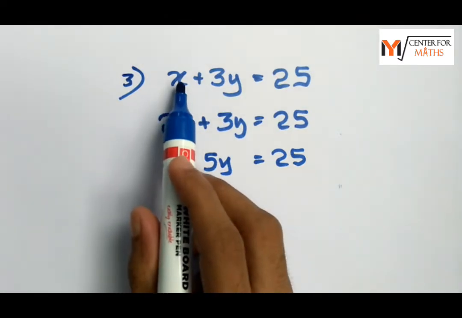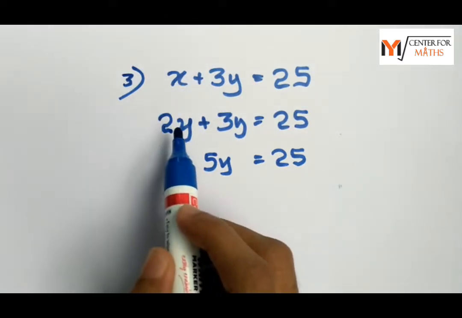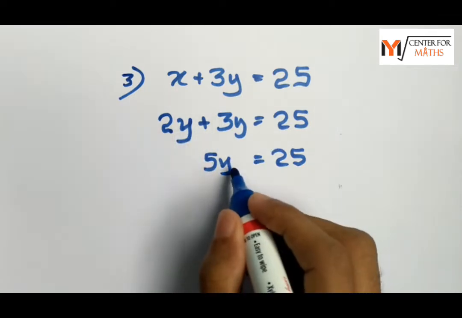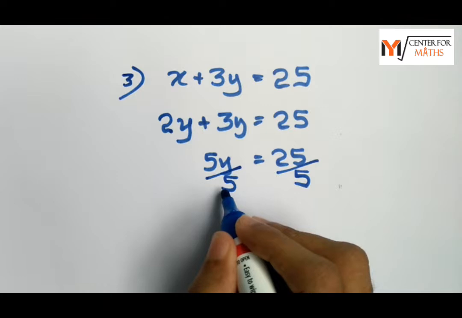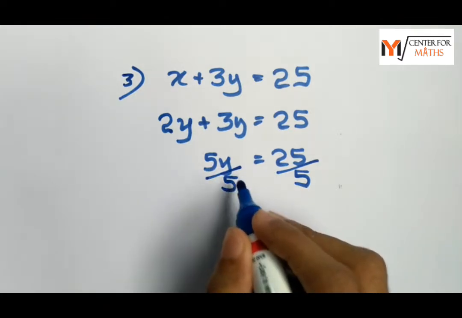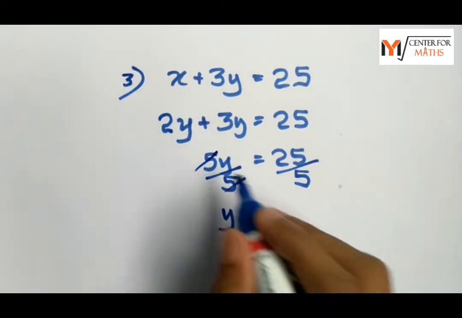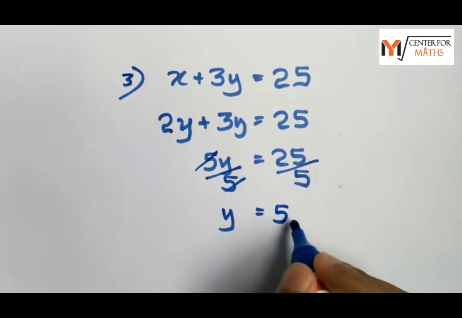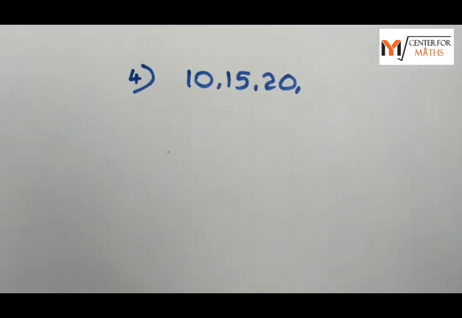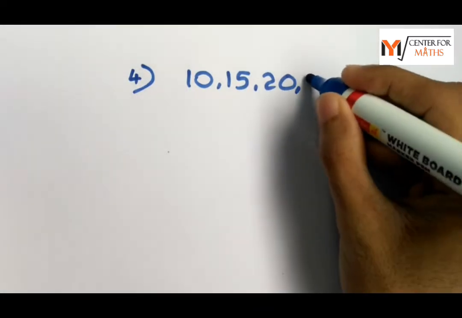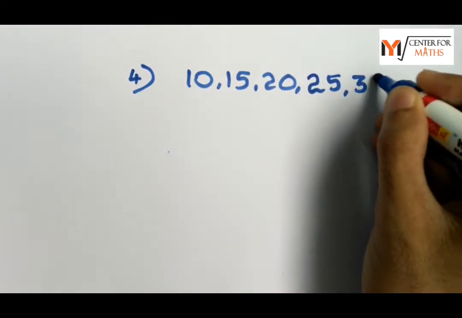I said that the value of x is equal to twice the value of y. So now how to make y the subject? To make it the subject we have to cancel the coefficient. To cancel, we should divide by 5. Okay, so 5 over 5 cancelled. y equals 25 divided by 5. The answer is 5. One basic question: 10, 15, 20, and they are asking for the next two terms. That's very easy, 25 and 30.